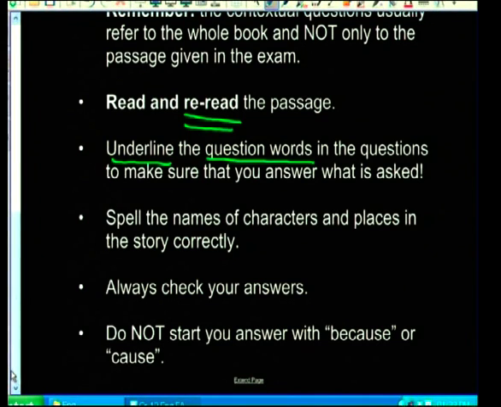Always check your answers and do not start your answer with "because" or "cause". As this is a formal essay, you've got to write in complete sentences. So starting a sentence with "because" or "cause" constitutes informality, and you would lose marks in terms of that. Let us look at a typical exam question, and we'll go through the questions and look at how you should answer these questions.